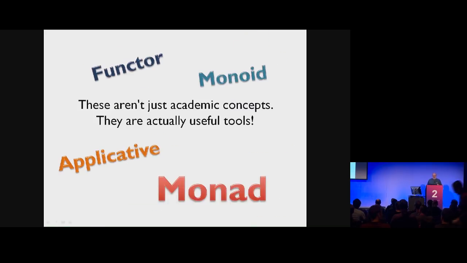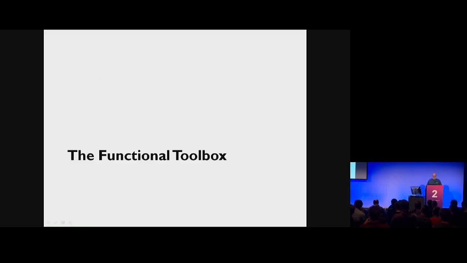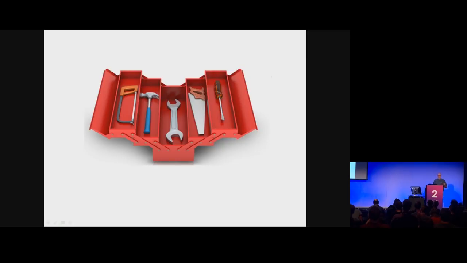Okay, so there's four particular words that I'm going to talk about in this talk. And like I say, these are mathematical words. And you might think, well, this is kind of an academic, abstract, theoretical kind of thing. But it actually turns out these are very useful tools. And again, if you demystified it, hopefully you'll see by the end of this talk, they are actually useful tools. So there's what I call the functional toolbox, and it's analogous to a real toolbox.